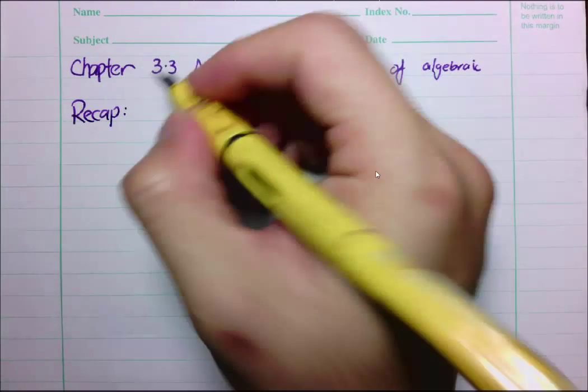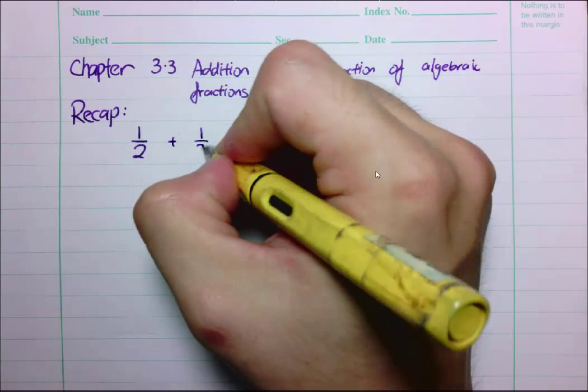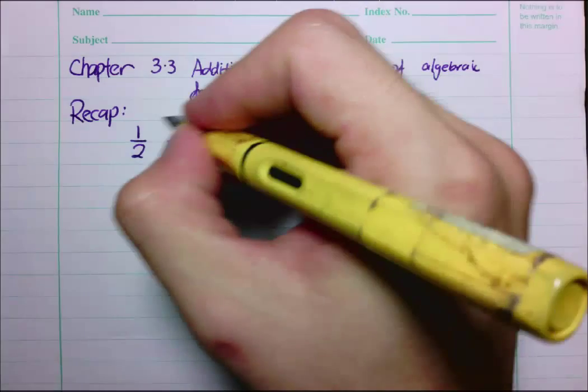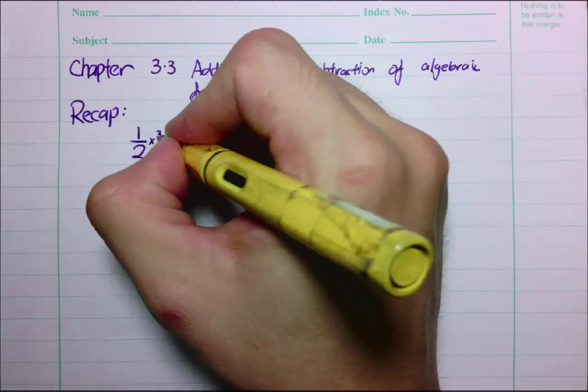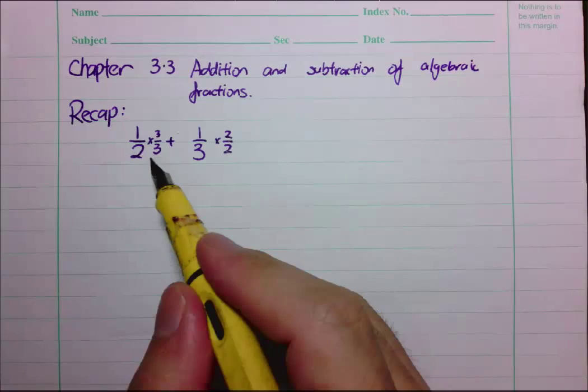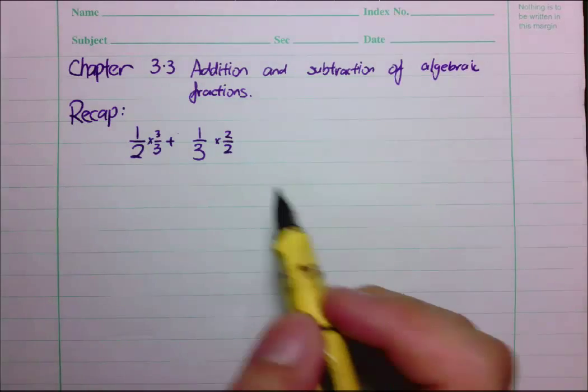In primary school, let's say we have half plus 1/3. In order for us to add these two fractions, what we must have is the lowest common denominator. So how do we get that? We'll say that half you multiply by 3 over 3, 1/3 you multiply by 2 over 2. Why 3 over 3 and 2 over 2? Because you know that for 2 and 3, the lowest common denominator will be 6.